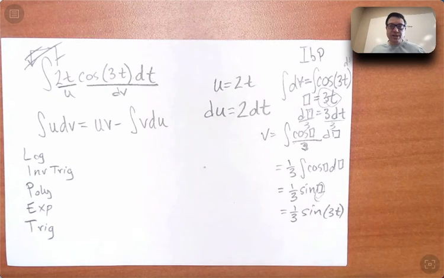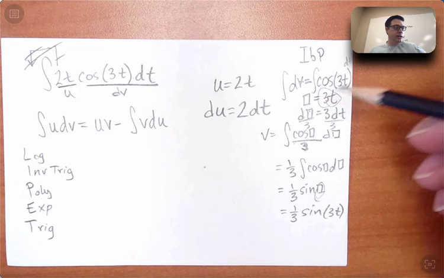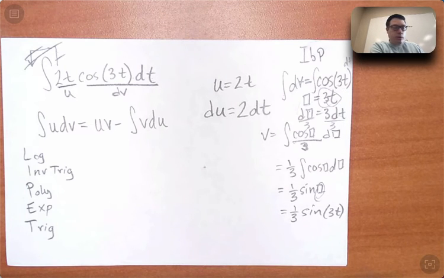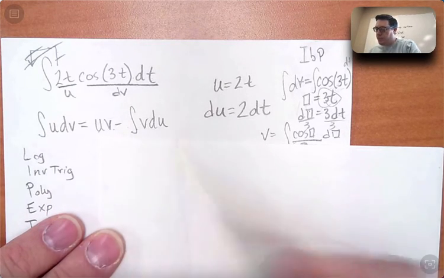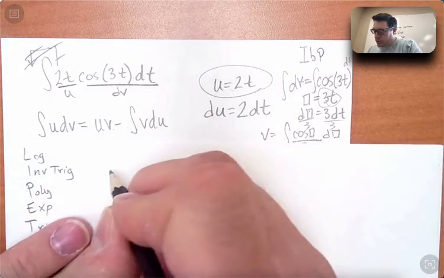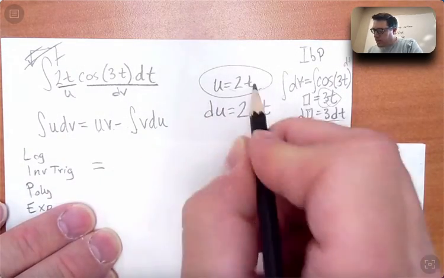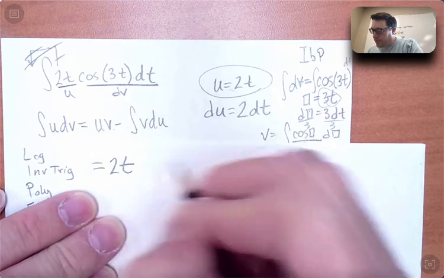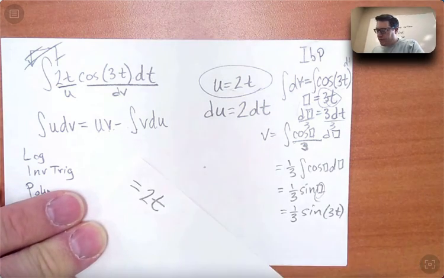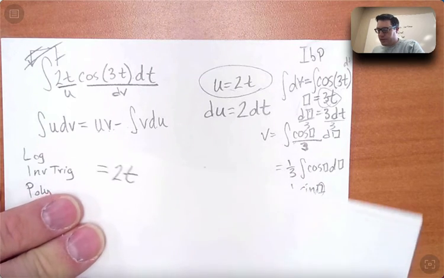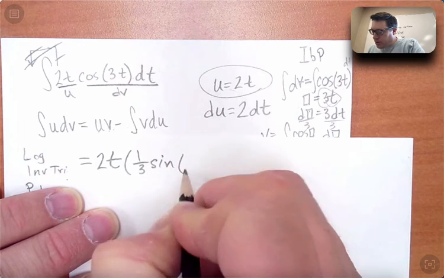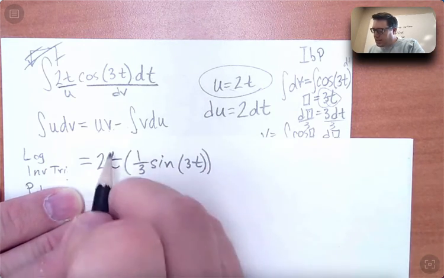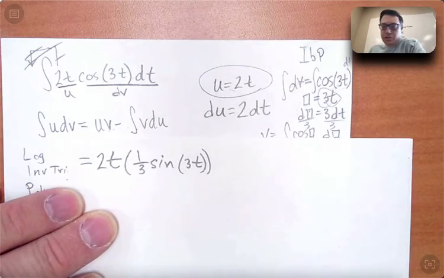Now, everything is all set up. We've done our work on the side, so now it's time to actually go forward and calculate. We're going to use our formula here, uv minus integral v du. So u, say this is an equal sign here, that means that u is 2t. V, we just found it, v is 1/3 sine of 3t. So 1/3 sine of 3t. That's the first part. That's the whole process of integration by parts.